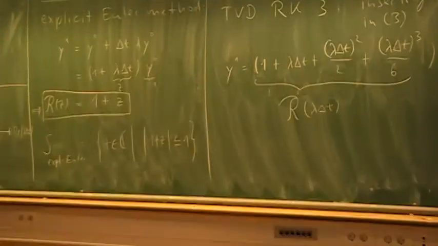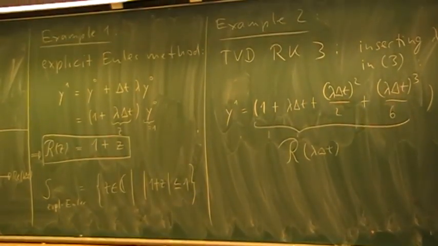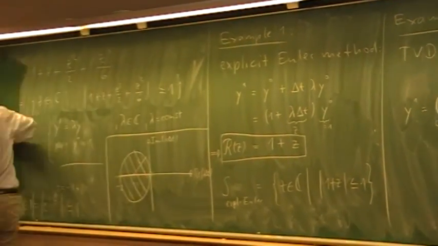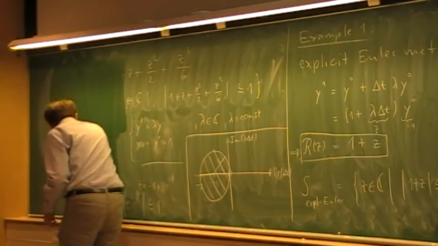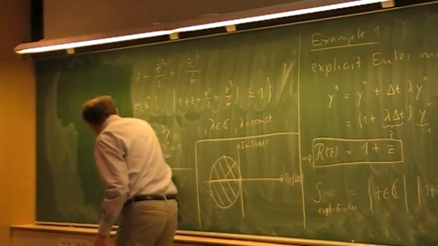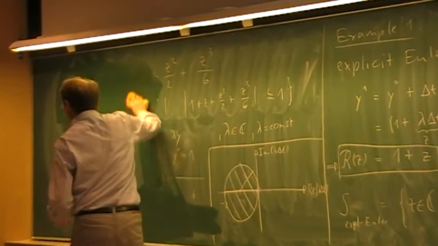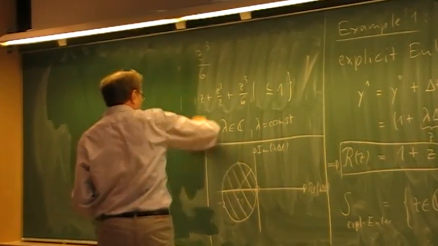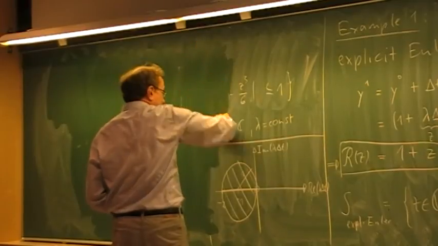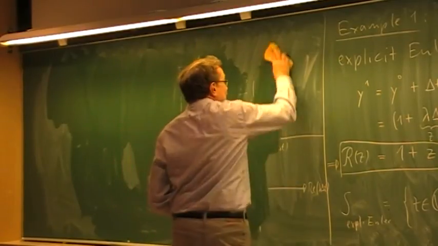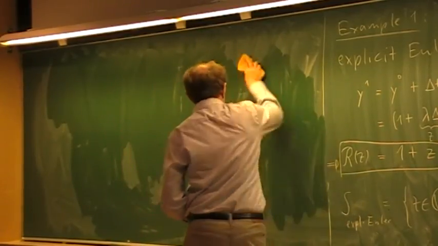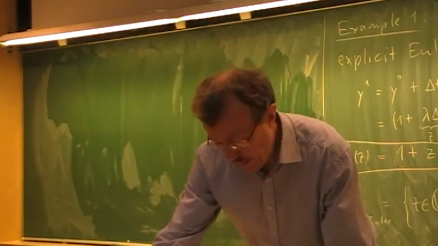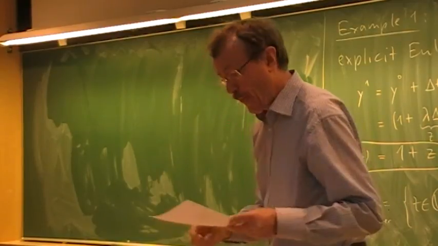That is the main reason why this method is useful, and of course because it preserves the TVD property in time. We have a TVD method for the explicit Euler method, and it will also be TVD when we use this third order method. So then we look at these stability domains.